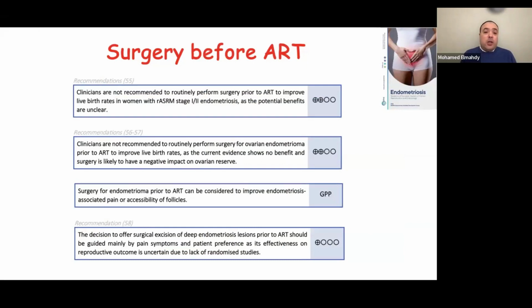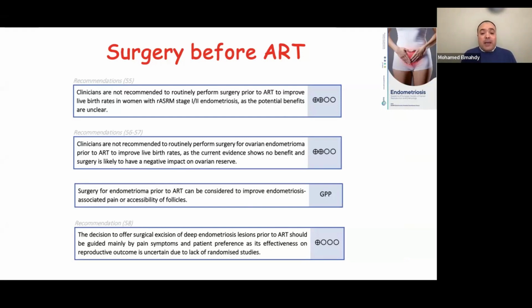So what about surgery before ART? Clinicians aren't recommended to do routine operative laparoscopy for minimal to mild endometriosis before ART. Also, they aren't recommended to perform surgery for endometrioma to improve live birth rate before ART because it has a negative impact on ovarian reserve. Surgery for endometrioma before ART can be considered to improve endometriosis-associated pain only or to improve your accessibility to the follicles.